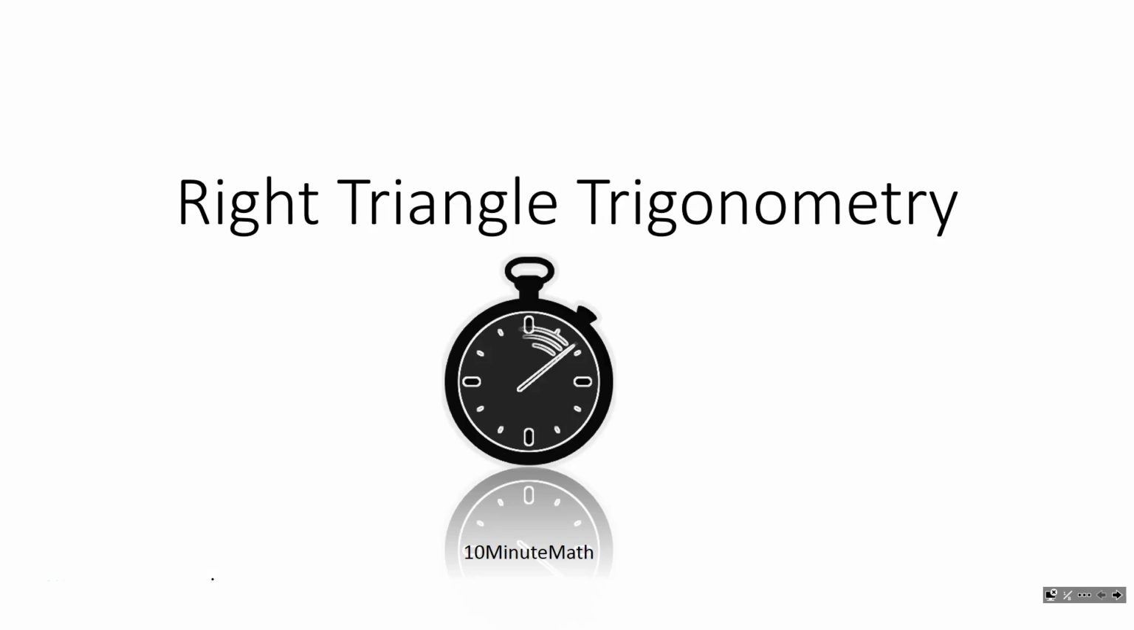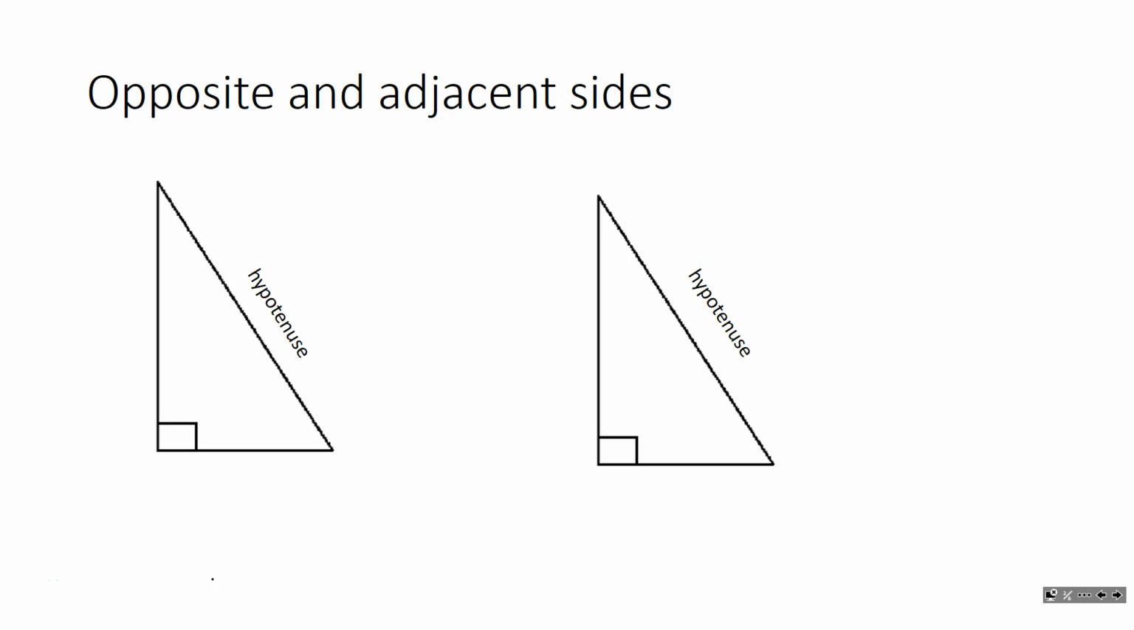Welcome to Right Triangle Trigonometry. I have here two identical right triangles. I've of course labeled the hypotenuse as being the side which is across from the right angle, and we know that the other two sides are known as the legs.